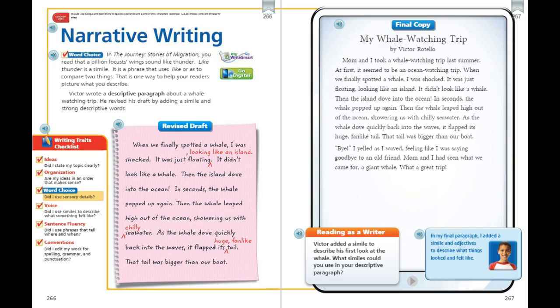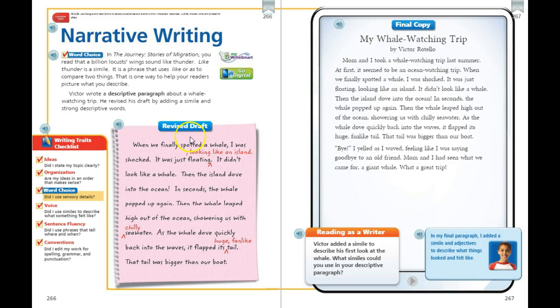Look at page 266 in your student book. In The Journey, Stories of Migration, you read that 1,000,000,000 locust wings sound like thunder. Like thunder is a simile. It's a phrase that uses like or as to compare two things. That is one way to help your readers picture what you describe.